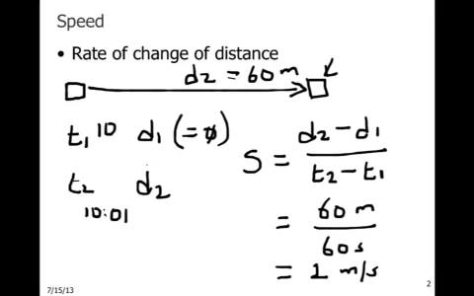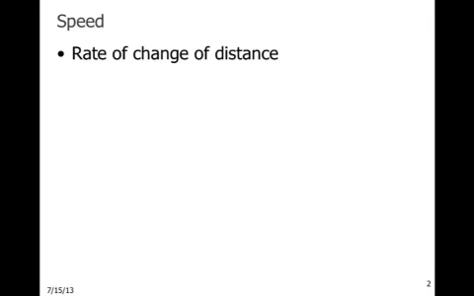And this speed parameter does not mention anything about a direction. If you add direction to speed, the rate of change of distance with direction refers to velocity. What do I mean by that?